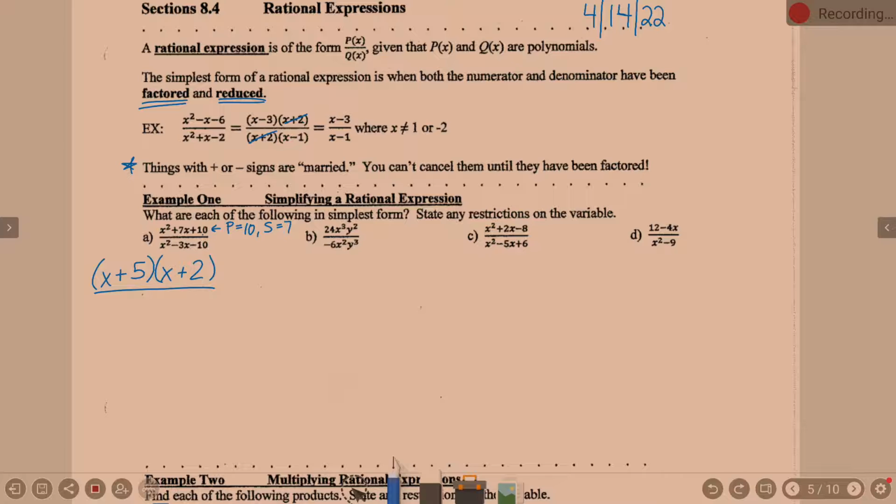Yes. This factoring sounds familiar. Some of you are bored with me, I know. But some of you really need this factoring review, so that's why you're getting it right now.